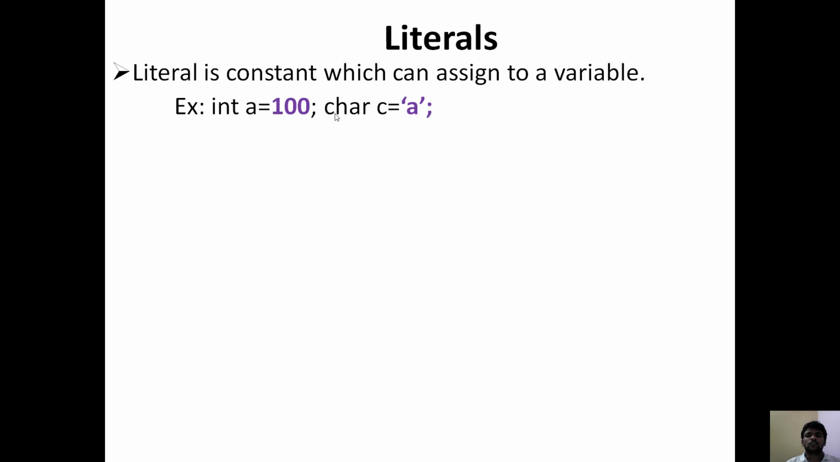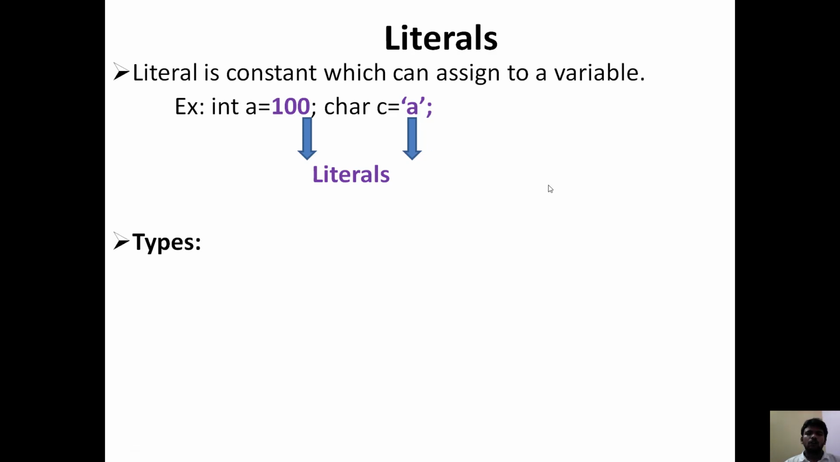In the second case, char c equals 'a' means this 'a' looks like a variable, but internally it will take that character's respective Unicode value into c, and that c type is a character. Now these two, 100 and 'a', are called literals in Java. Simply, a literal is a constant.